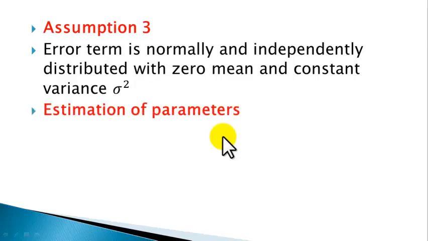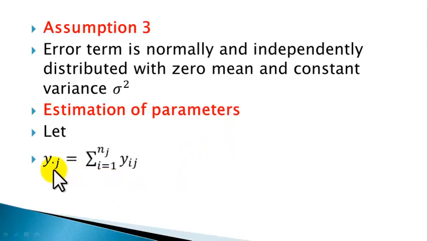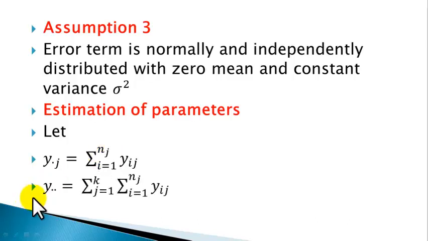Now, estimation of parameters. Let us define the following notations. Y dot j equals the sum of Yij as i goes from 1 to nj, that is the treatment j total. Y dot dot equals the sum over j from 1 to k, sum over i from 1 to nj of Yij. That's the grand total.